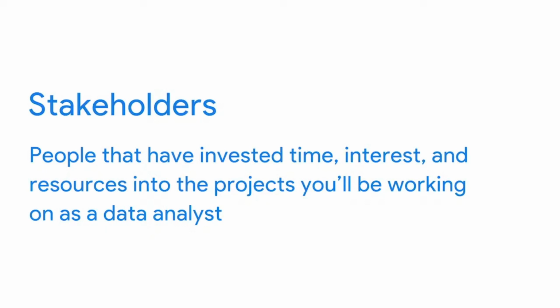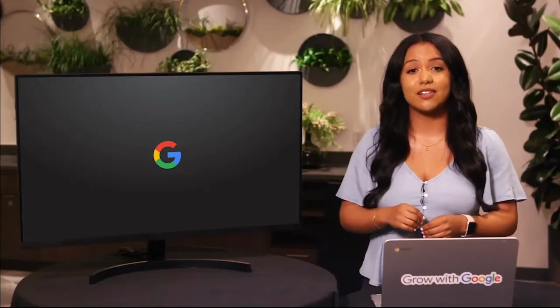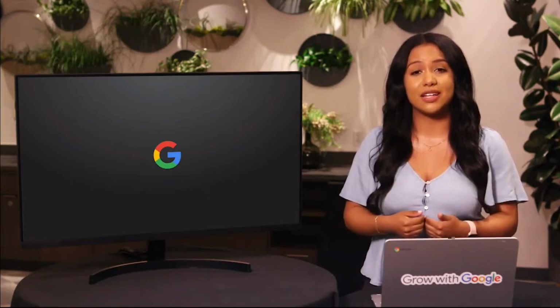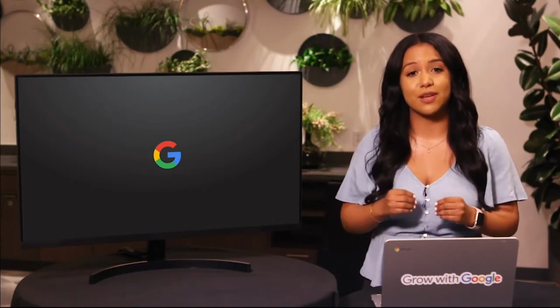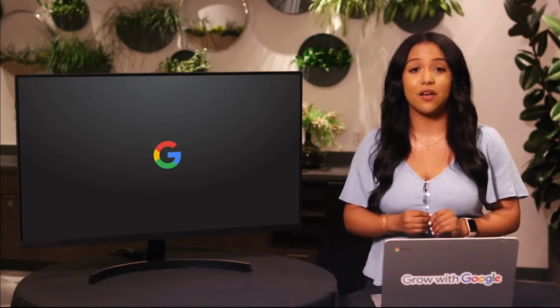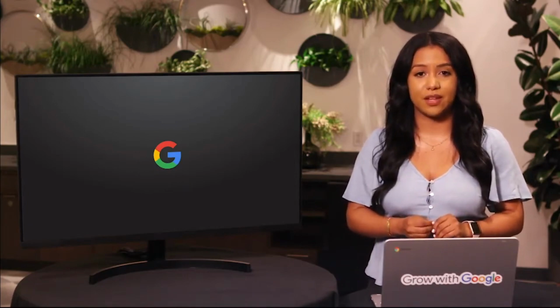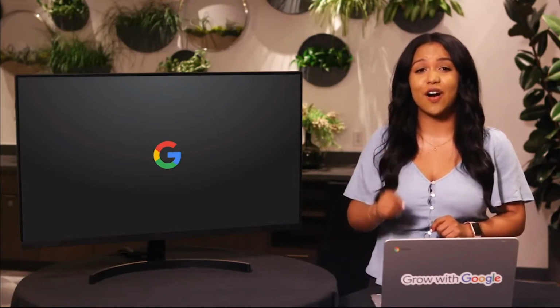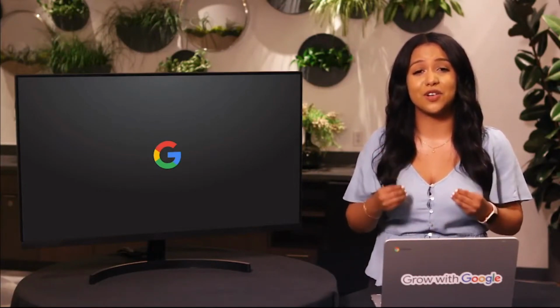Stakeholders are people that have invested time, interest, and resources into the projects that you'll be working on as a data analyst. In other words, they hold stakes in what you're doing. There's a good chance they'll need the work you do to perform their own needs. That's why it's so important to make sure your work lines up with their needs, and why you need to communicate effectively with all of the stakeholders across your team. Your stakeholders will want to discuss things like the project objective, what you need to reach that goal, and any challenges or concerns you have. This is a good thing. These conversations help build trust and confidence in your work.